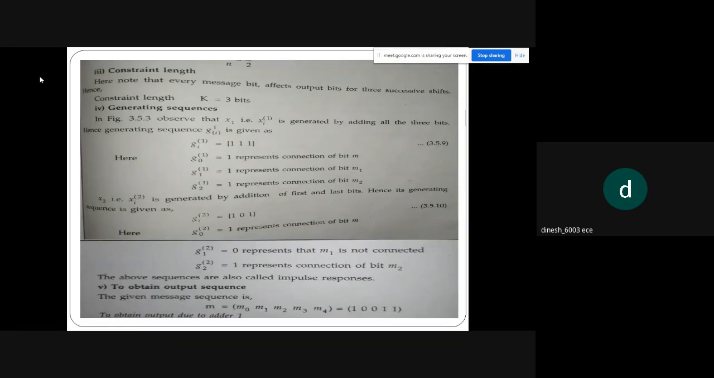So we get the generating sequence for xi of 1 as three ones.